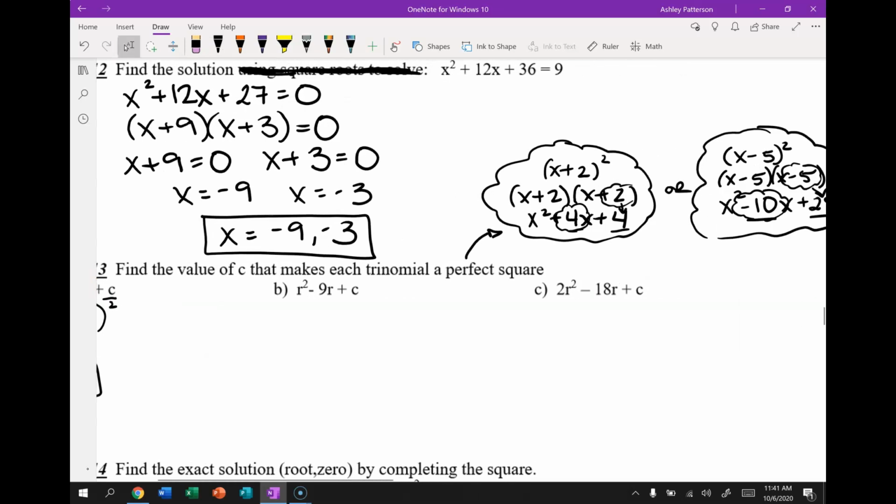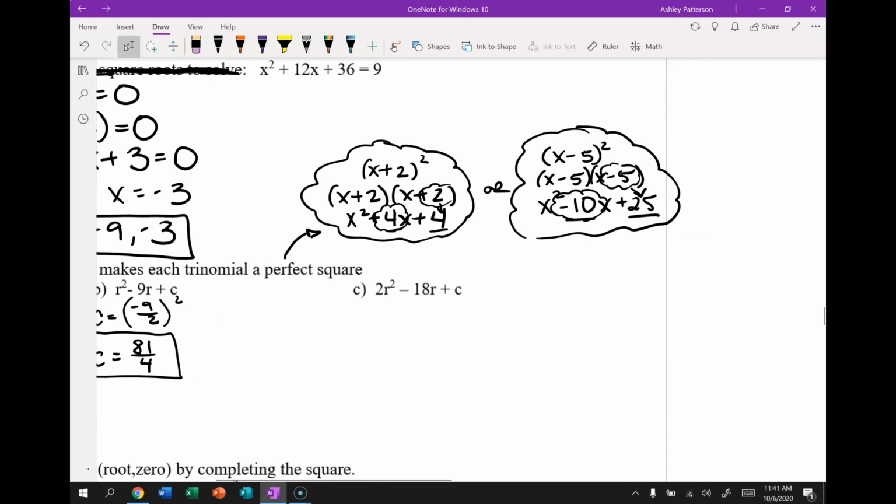All right, looking at b, yes, our a coefficient is a positive 1. So in order to find c, I'm going to take half of my middle term and square it. Alas, 9 is not divisible by 2 evenly, so I'm just going to leave it in fraction form, and I'll get 81/4 as my c value. When completing the square, you need to always leave it in fraction form. Ooh, you should write that down too. Always leave it in fraction form.